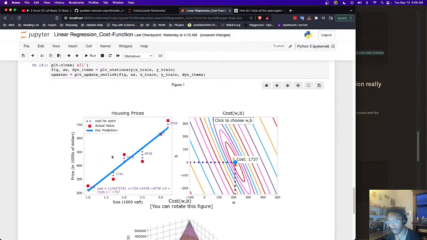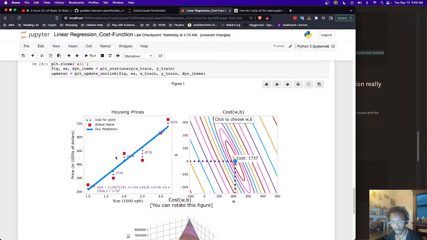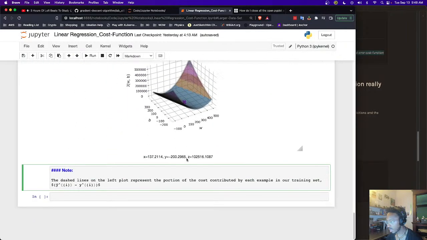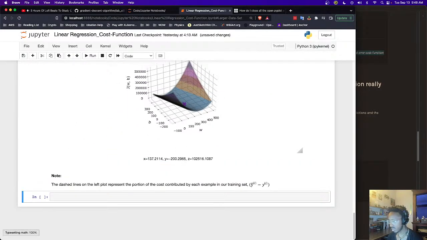So it says here that if the value of the weight was 209 and the bias was 2.4, that would provide us the lowest cost for this particular set of data. I guess I'll put that in here.